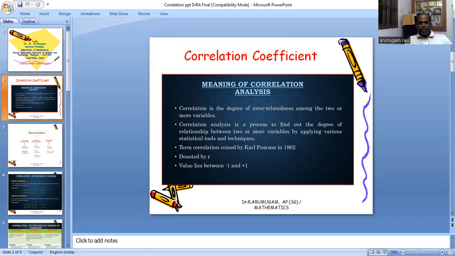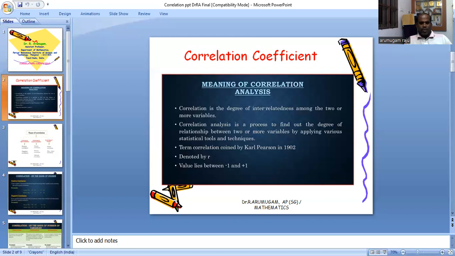The correlation coefficient was invented by Karl Pearson in the year 1902. The notation for the correlation coefficient is small r. Here we use the notation r(x,y) because it is the correlation coefficient between the two variables x and y. The range of the correlation coefficient is -1 to +1. This is most important: the value lies between -1 and +1.